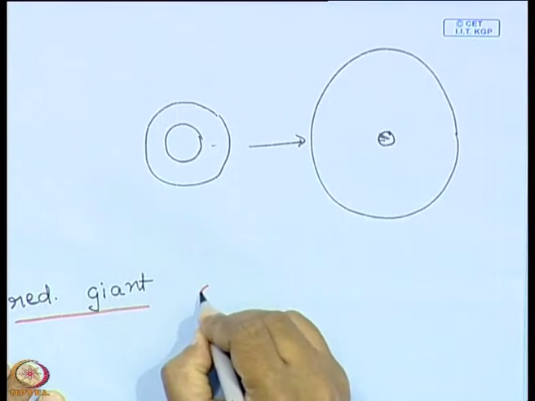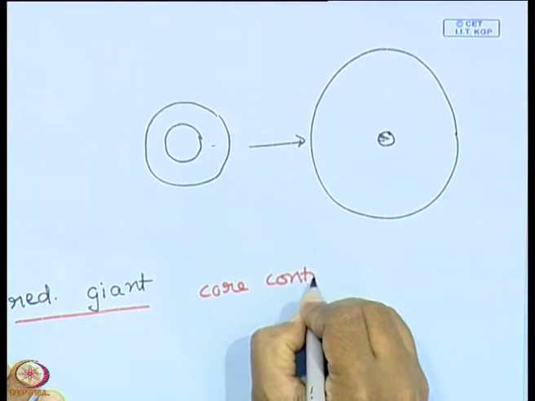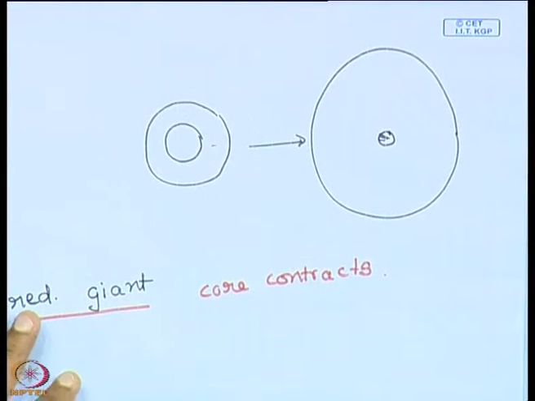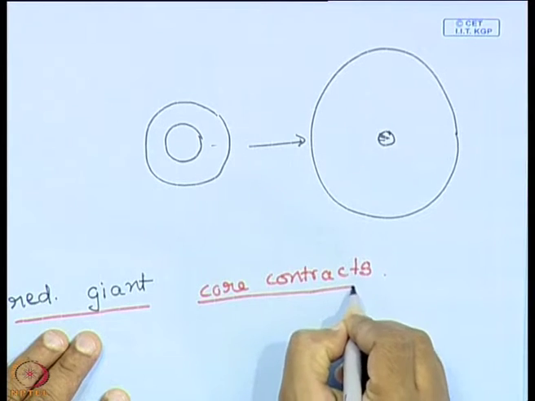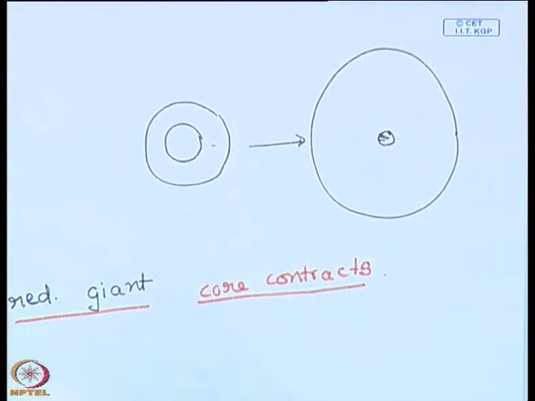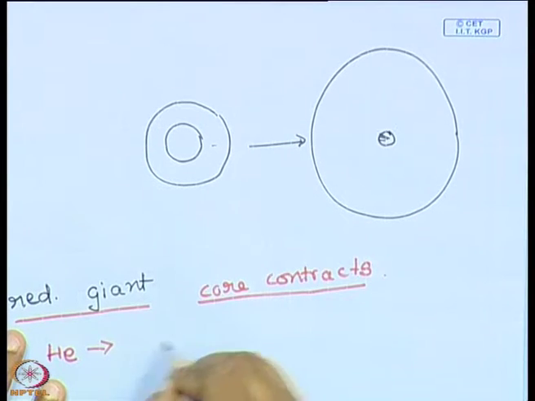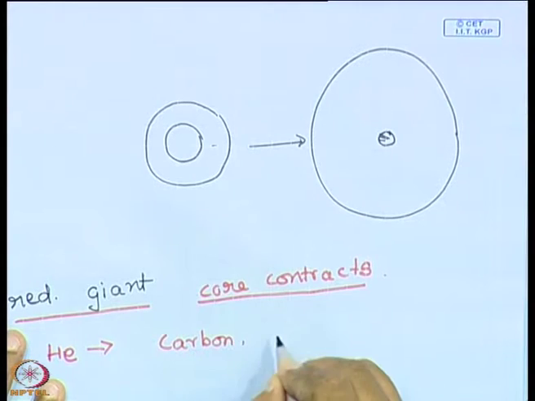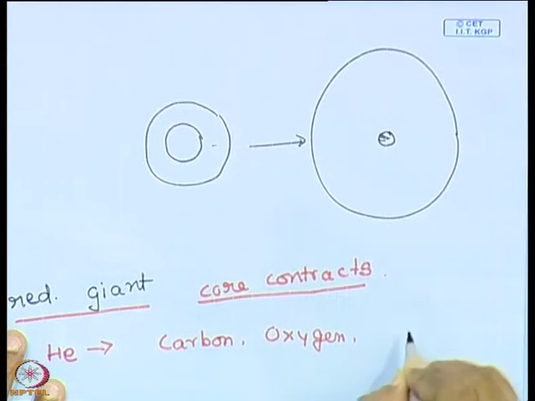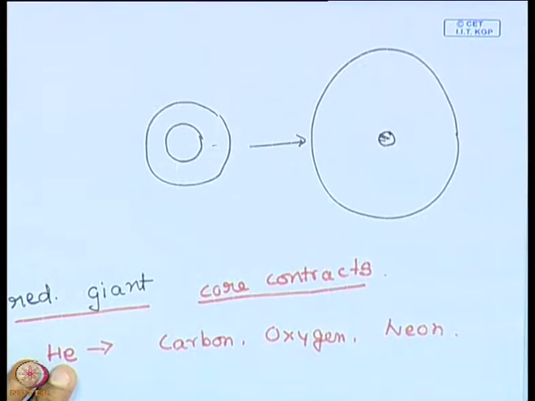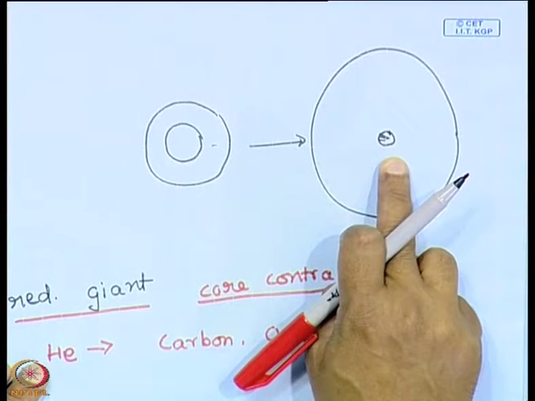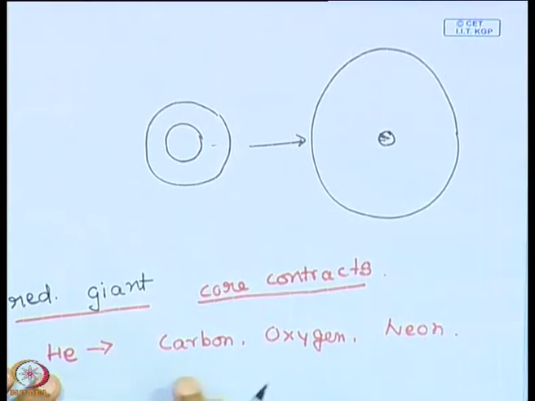So, inside the red giant, the core contracts. And as the helium core contracts, the temperature and density go up, and finally the temperature and density are adequately high that nuclear burning starts again. Helium now gets converted to carbon and oxygen and also neon. So, the core keeps on contracting and it gets hot and dense enough so that nuclear fusion starts again. It now burns helium to carbon, oxygen and some amount of neon.